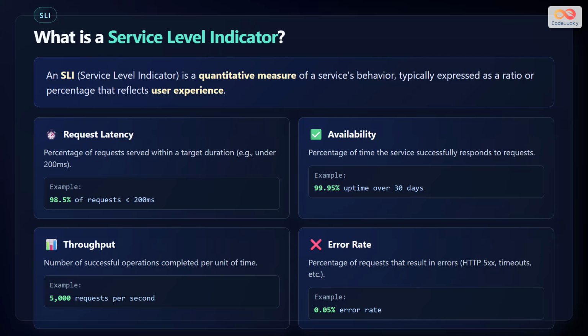Common examples include availability, which measures the percentage of time your service is up and running, latency, which measures how fast your service responds to requests, and error rate, which measures the percentage of requests that fail. SLIs are based on real data collected from your production systems. They form the foundation for everything else we'll discuss in this video.